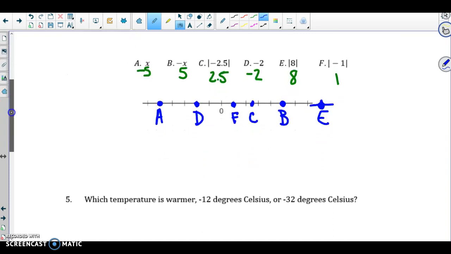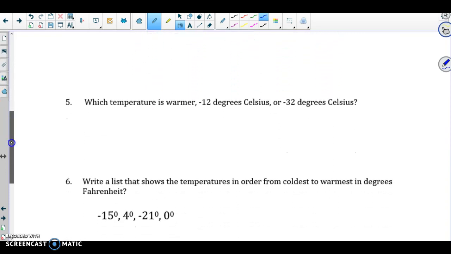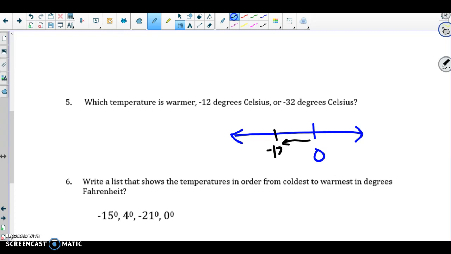All right. Which temperature is warmer, negative 12 degrees Celsius or negative 32 degrees Celsius? So if I think about my number line, I'm in the negative, so I'm over here. And if I'm traveling this way, okay, I've got negative 1, negative 2, negative 3, and so on. I'm going to hit negative 12 first, and then I have to keep traveling for quite a while before I hit the negative 32 mark, right? So which one is warmer?